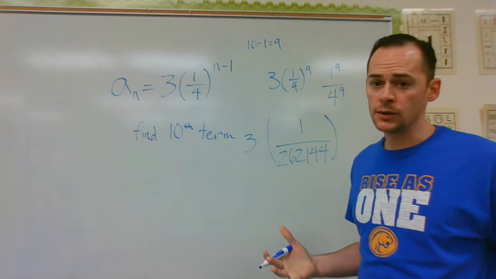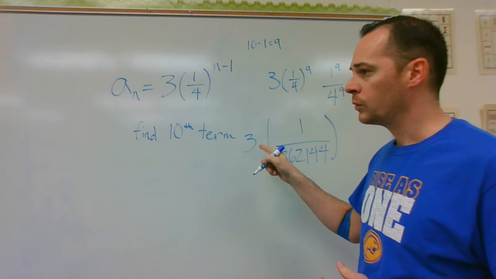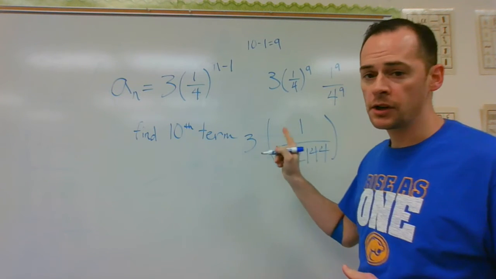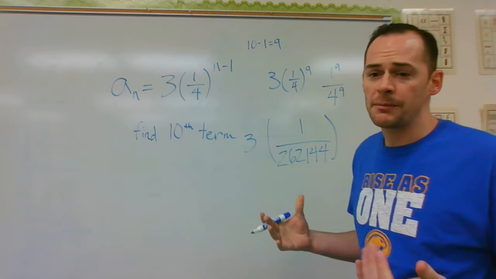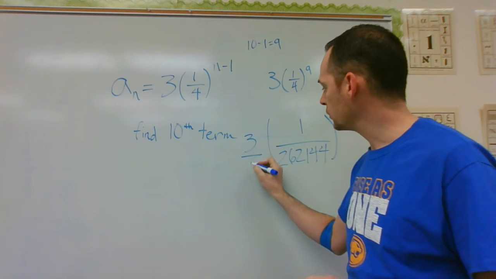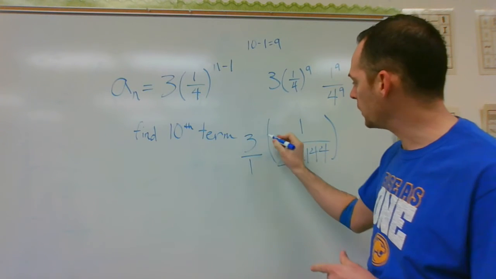Okay, so from here, we simply multiply it by 3. And when we use our rule of multiplying by fractions, we multiply straight across: numerator, numerator, denominator, denominator. Easiest way to remember that with a whole number is just turn it into a fraction. Okay, 3 over 1 is the same as 3. So now I just multiply across.